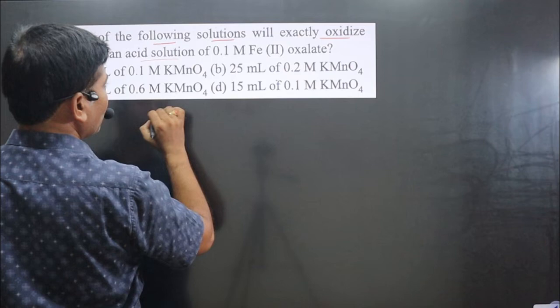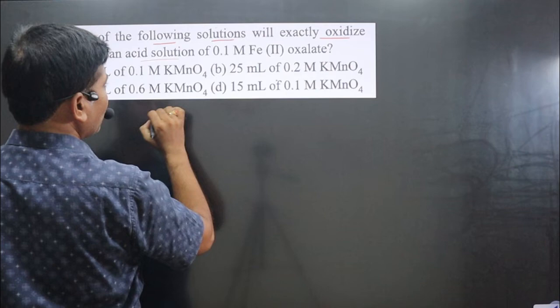Now it is very easy to calculate the number of milliequivalents. For the first option we are calculating the number of milliequivalents. Very interesting concept. So we have the formula: molarity. How much molarity is given there? 0.1. 0.1 multiplied by volume, 25 ml, and then n factor value 5.